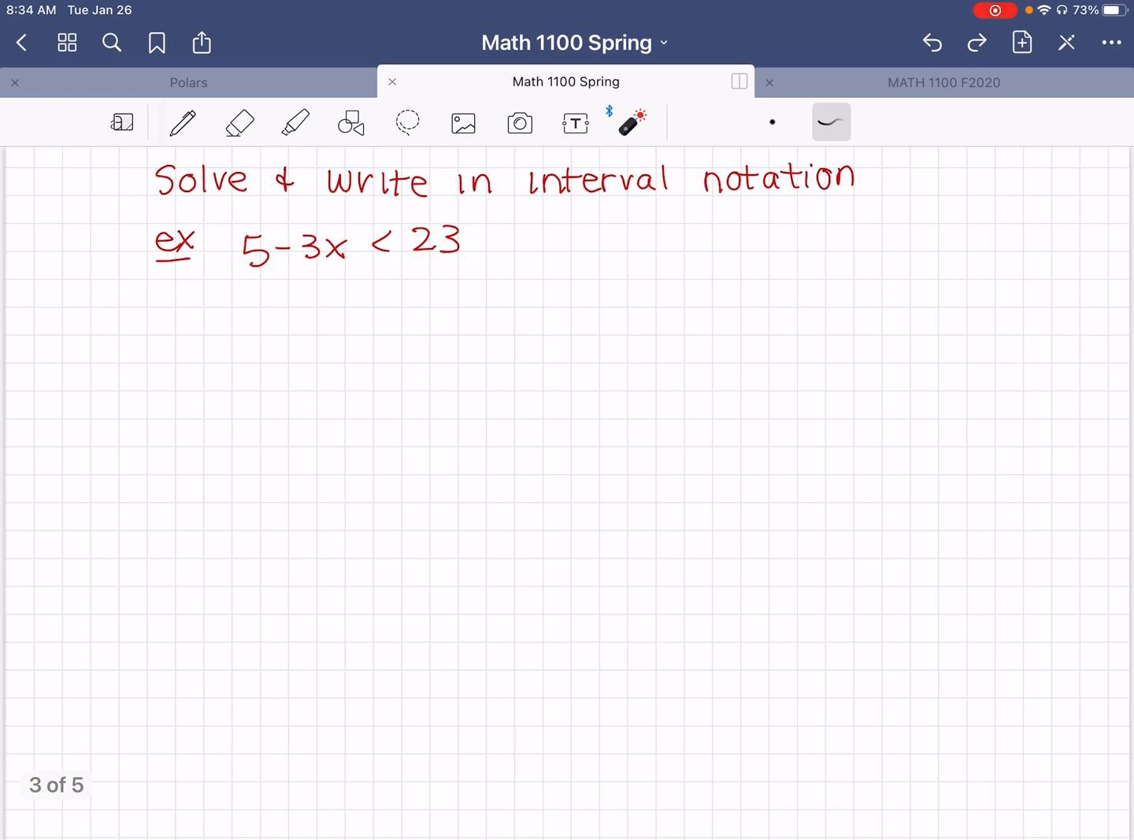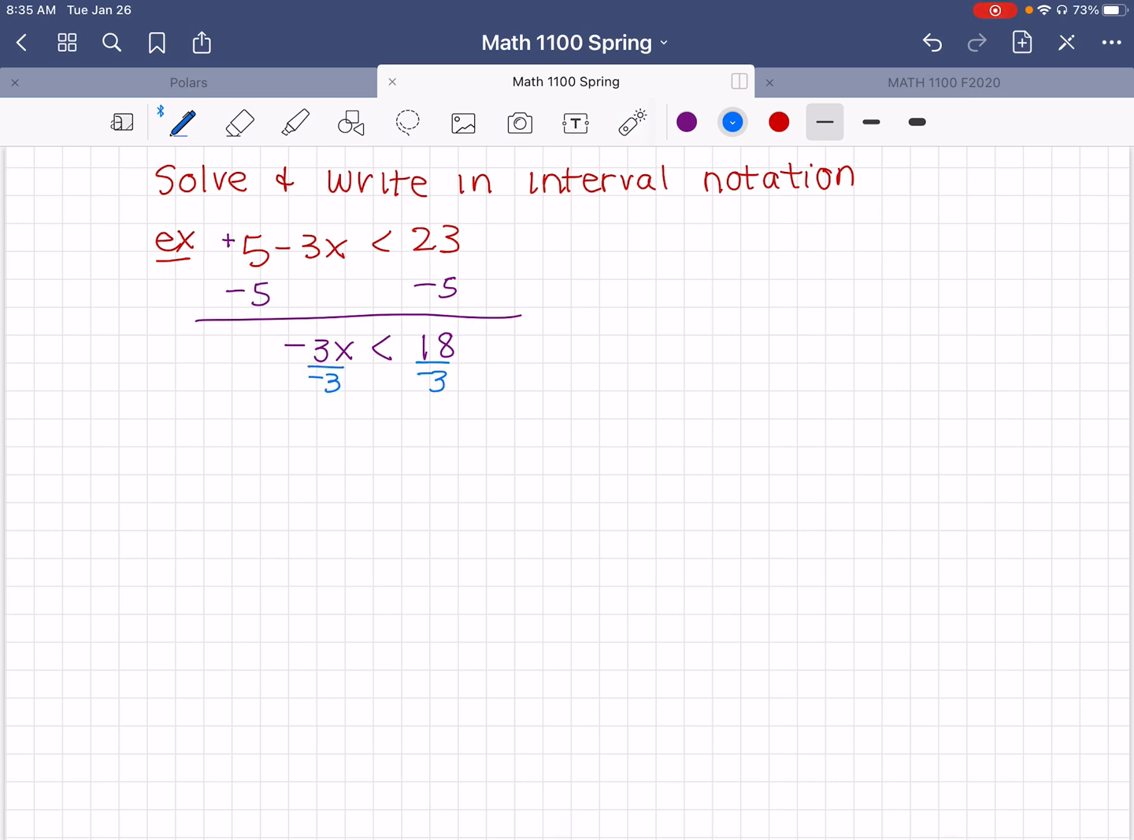Solve and write in interval notation. Example: 5 minus 3x is less than or equal to 23. This is just a two-step equation, except it has a less than sign. I always keep my less than sign. Remember, this is a positive 5, so I'm going to subtract 5 from both sides. Bring down the negative 3x. Keep the less than. 23 minus 5 is 18. Then I would divide by negative 3 on both sides.